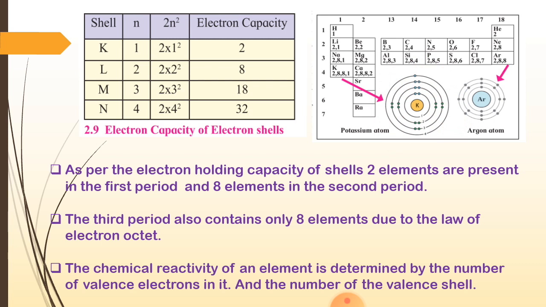Then the chemical reactivity of an element is determined by the number of valence electrons in it, and the number of the valence shell. So this is about electronic configuration. First, in the first shell we can add 2 electrons. In the next shell we can add 8 electrons. After that also 8 electrons, and so on.